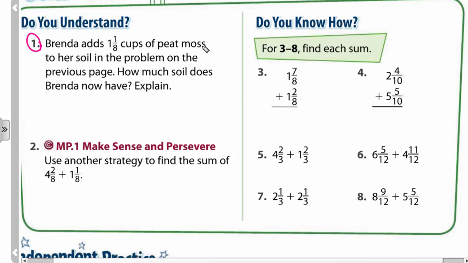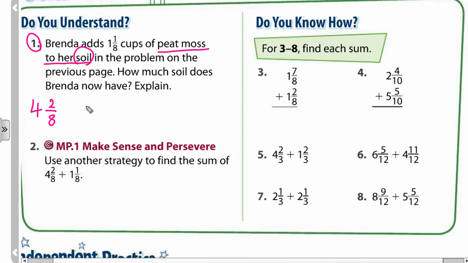Question number 1. Brenda adds 1 and 1/8 of peat moss to her soil, and the problem on the previous page. How much soil does Brenda now have? Explain. Do you remember the video? It was 4 and 2/8. This is the soil, the total. Do you remember?